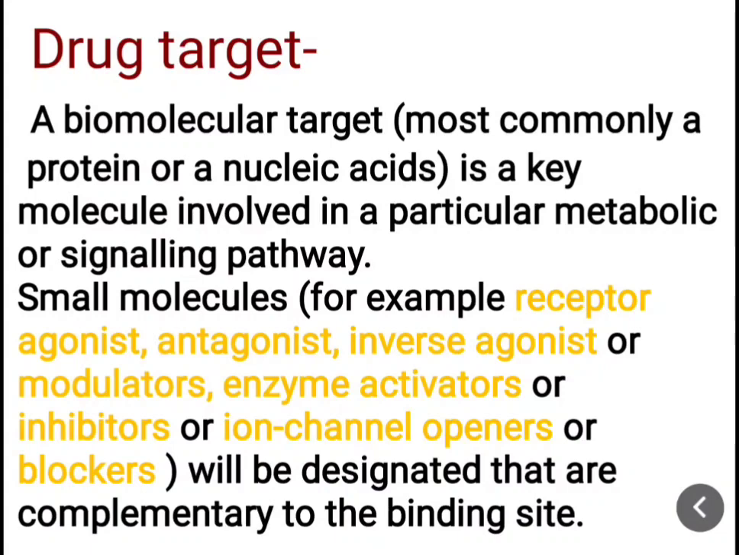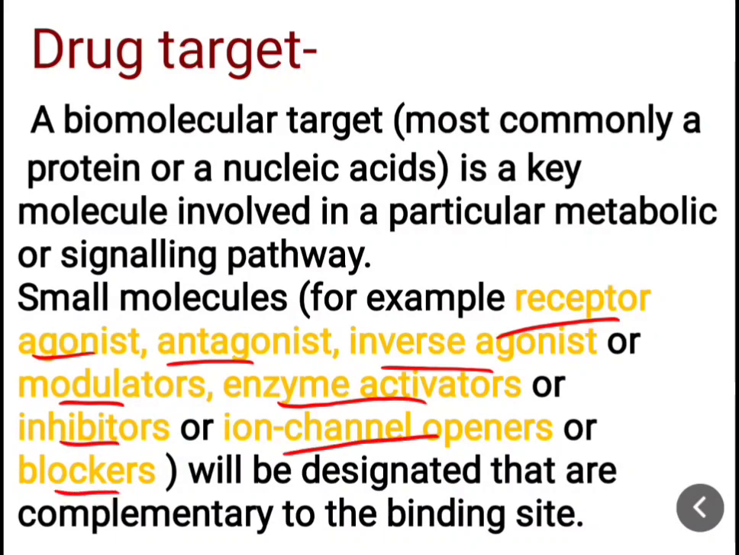Now we have to know small molecule. For example, receptor agonist, antagonist, inverse agonist or modulators, enzyme activators or inhibitors, ion channel openers or blockers will be designed so that they are complementary to the binding site. So all are small molecules and all should be designed such that they complement the binding site. Okay, so receptor can be used, agonist can be used, antagonist is used. We have to learn all these terms later. Okay.